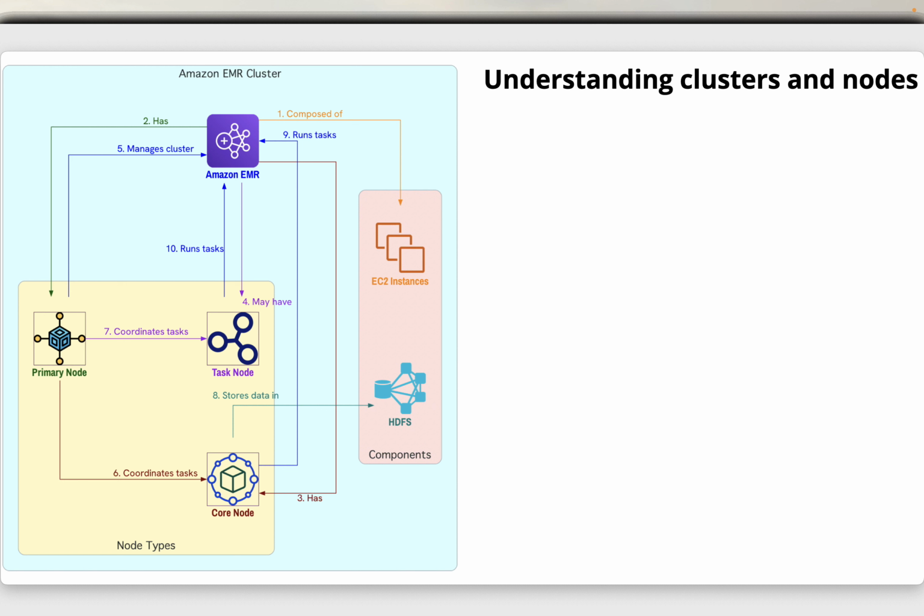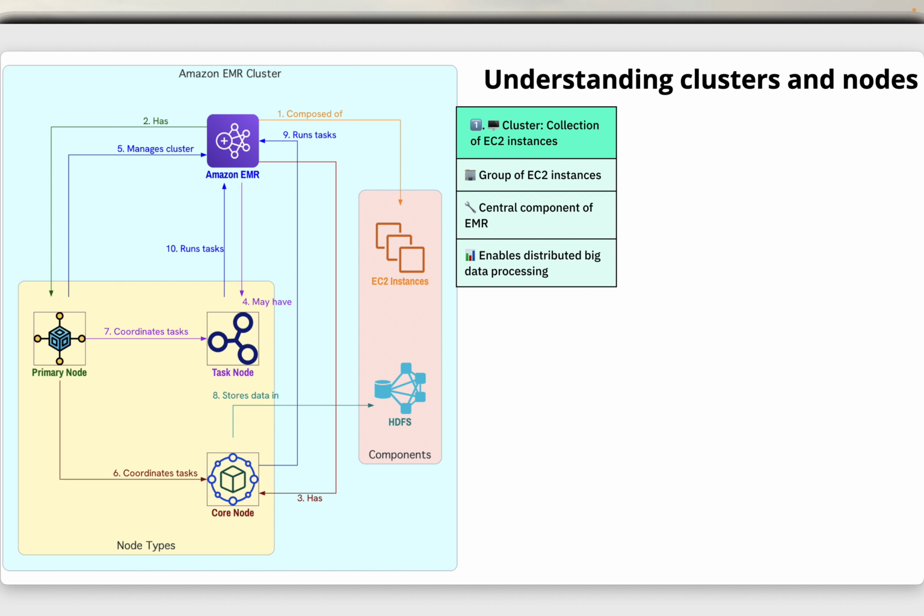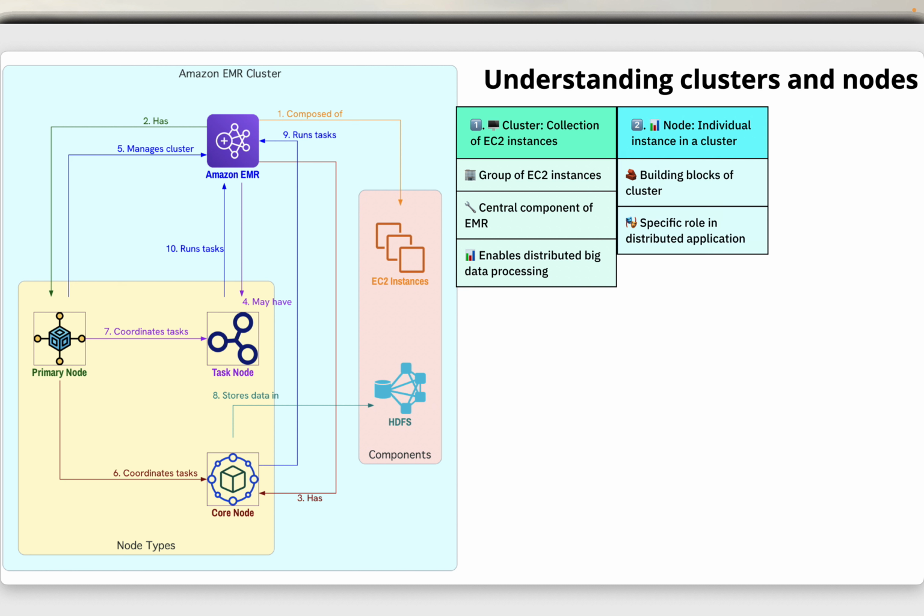So let's understand the concept of clusters and nodes. Cluster, which is a collection of EC2 instances. A cluster in Amazon EMR is a group of Amazon EC2 cloud instances working together. This forms the central component of EMR, which allows for distributed processing of big data. Next is node, which is an individual instance in a cluster. Each EC2 instance within an EMR cluster is referred to as a node. Nodes are the building blocks of the cluster, each playing a specific role in the distributed application.